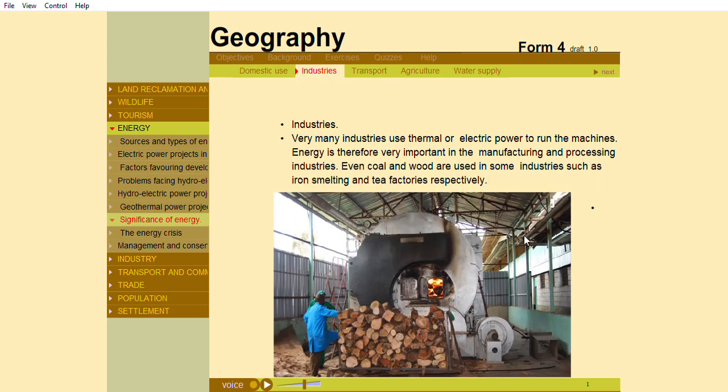Industries. Very many industries use thermal and electric power to run the machines. Energy is therefore very important in the manufacturing and processing industries. Even coal and wood are used in some industries, such as iron smelting and tea factories, respectively.